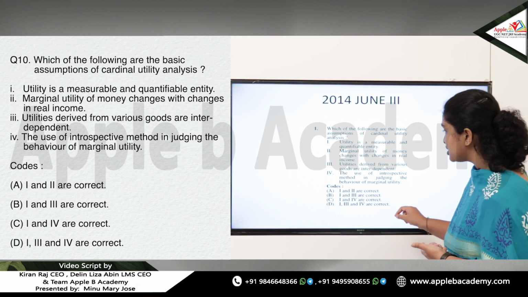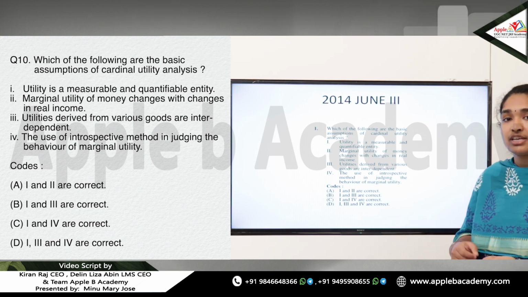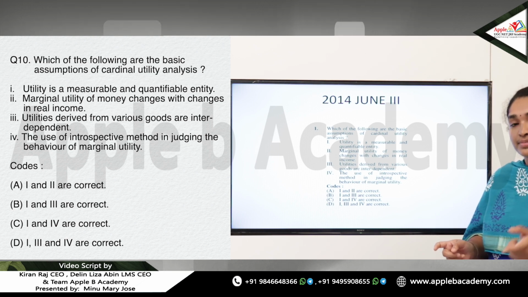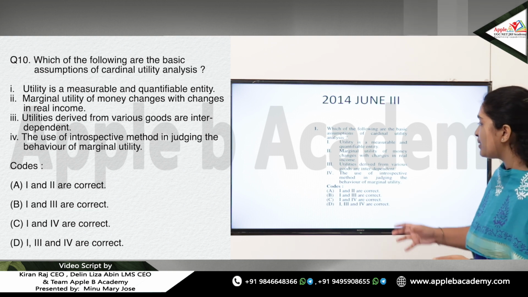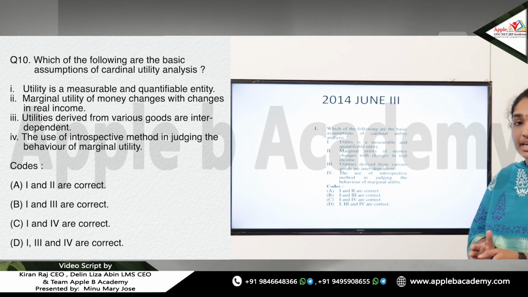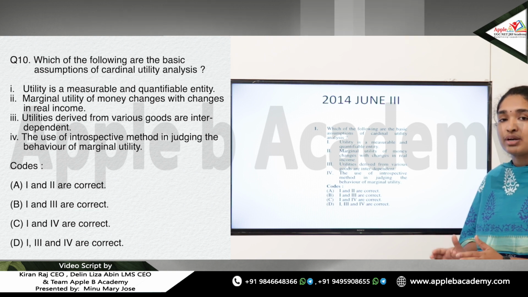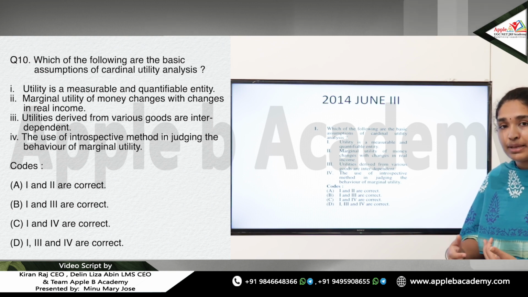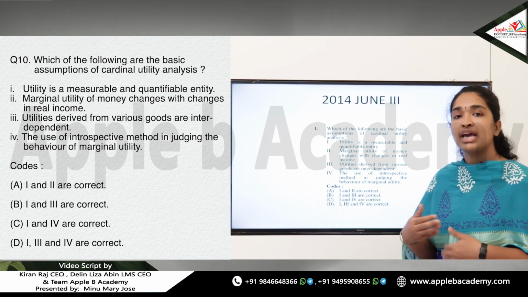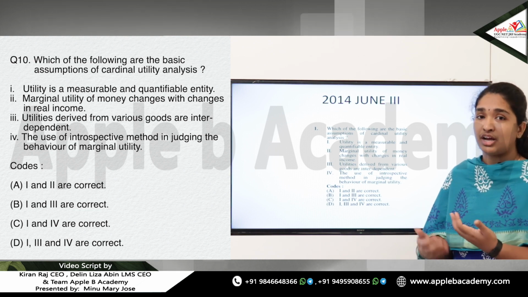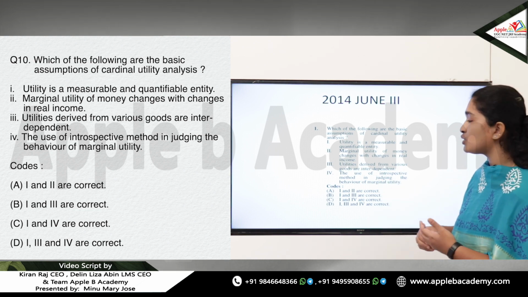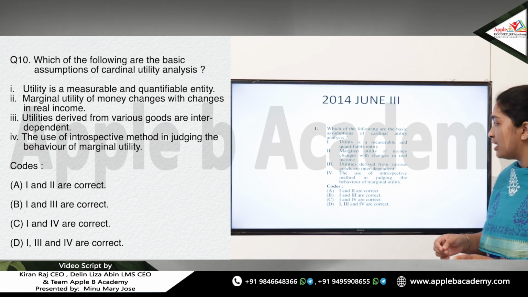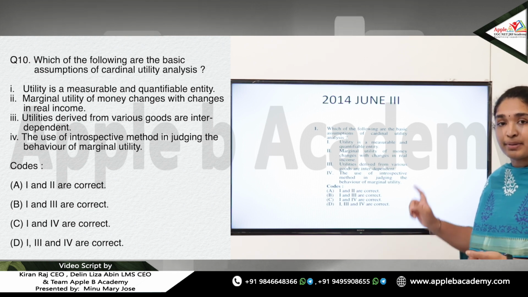Now option 3. Option 3 is that utilities derived from various goods are interdependent. This is also an opposite statement of something which was assumed by Alfred Marshall, that the utilities derived from various goods are independent. That means each good or each commodity has its own independent utility. Each consumer has their own independent methods of achieving satisfaction. So option 3, utilities derived from various goods are interdependent, would be a wrong option, because it was assumed to be independent by Alfred Marshall.